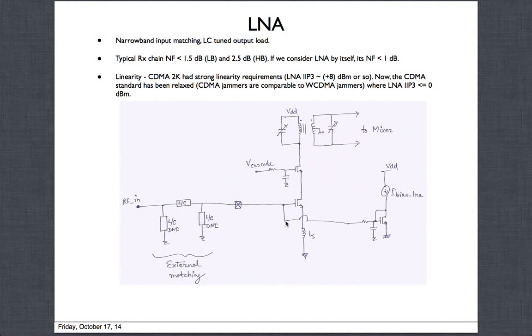If you're trying to match the input at 2.1 gigahertz, which is where you're trying to receive, you will also try to tune this at 2.1 gigahertz. Because then if you work it out, you will see that the losses in this kind of structure, the transformers, are least, and most of your current that's coming out here will go out to the mixer.